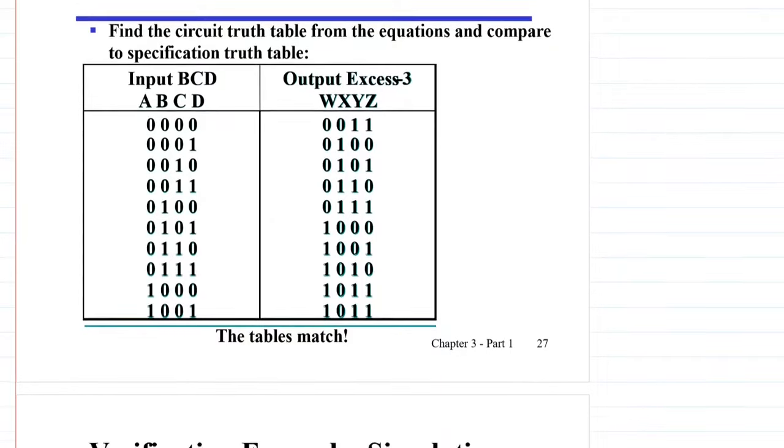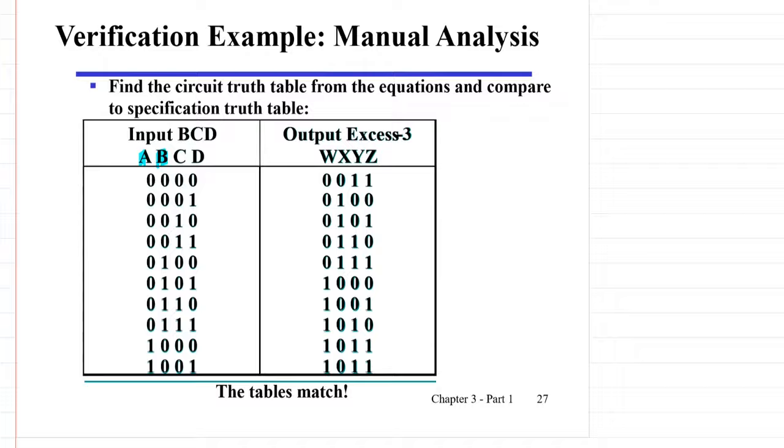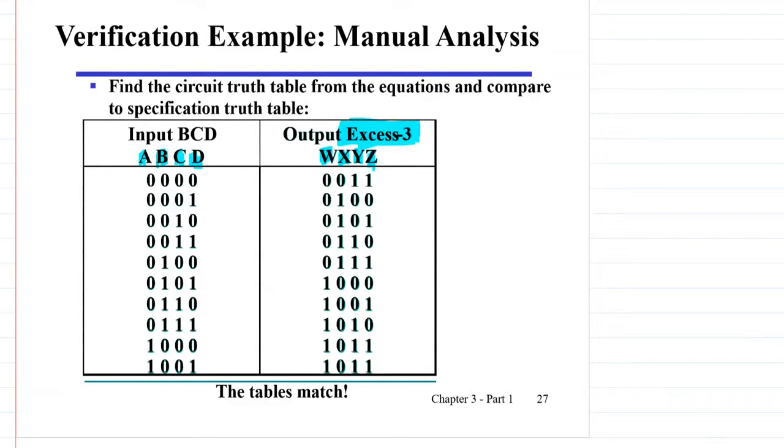Then we can obtain the truth table. If we have A, B, C, and D for the inputs for W, X, Y, and Z, we obtain the truth table for the XS3 circuit that we had, and then we compare these with the original specification. If you do so, you will see that they match each other.